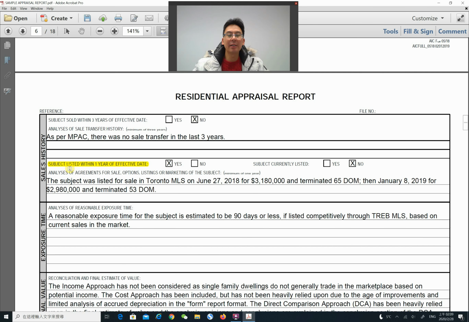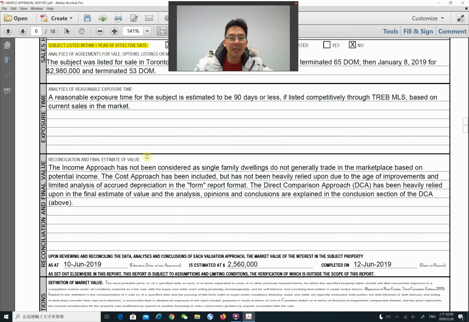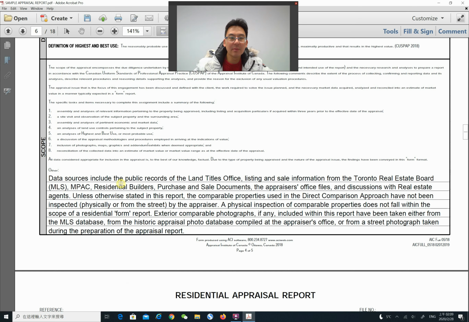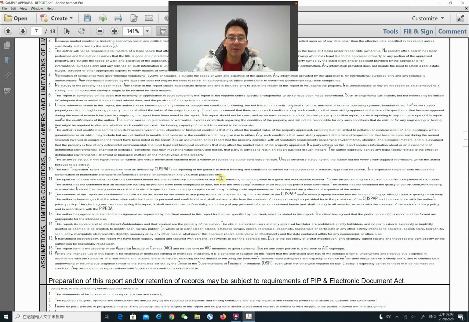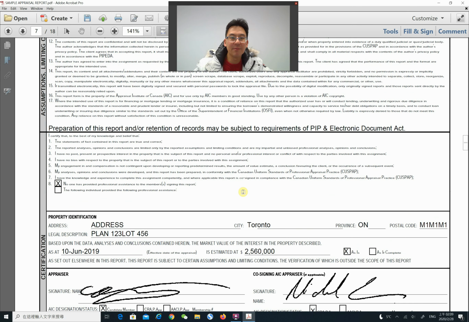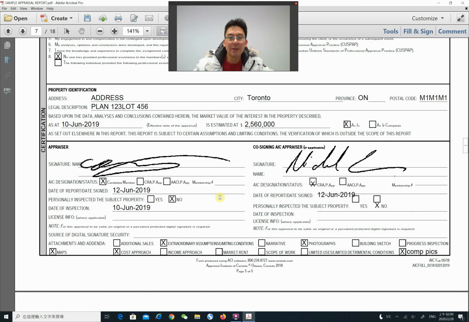This one is whether the property has been listed on the market within 1 year, and this one, yes, it has been listed. And what happened, right? And again, always read that. This one is just a standard thing, nothing to read. All this small print, not much to look at.